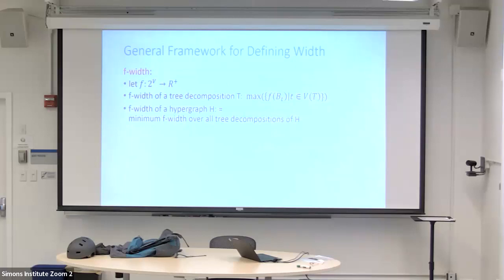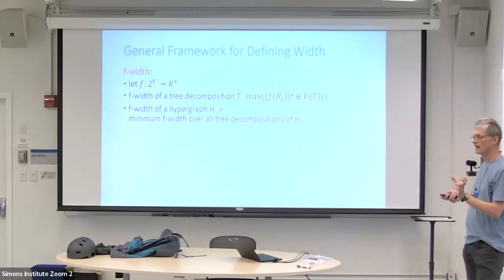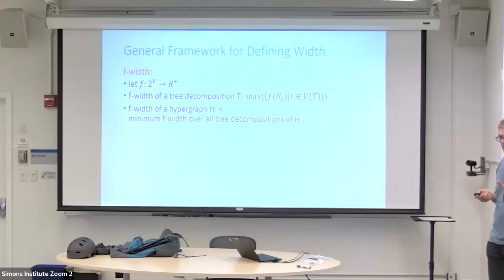Grohe and Marx introduced a general framework for defining widths, which they call lowercase f widths. This lowercase f is a function from the power set of the vertices, which assigns every subset of the vertices a non-negative number. The f width of a tree decomposition is: you apply this function to all of the bags in the decomposition, and you take the maximum. And that's then the lowercase f width of a tree decomposition. The f width of a hypergraph is just the minimum of the f widths that you can get with all of the tree decompositions.